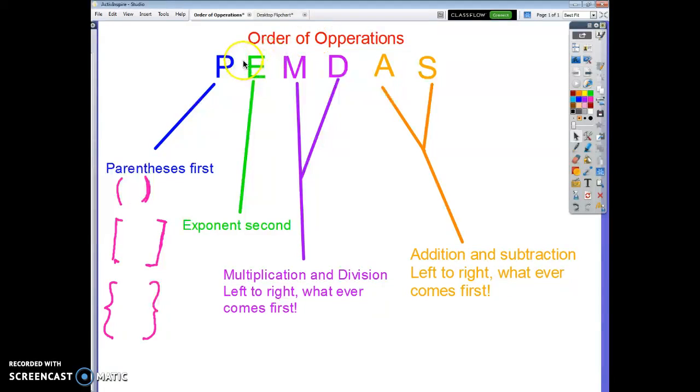For order of operations, if you remember, we do parentheses first, and parentheses look like this. Brackets are also a part of parentheses, and kind of look like little squares that have a piece missing in them. And then we have these things called braces. What this does is it allows us to do multiple operations inside parentheses. We'll work on that here in a little bit. E is for exponents. M and D stand for multiplication and division, left to right, whatever comes first. And A and S stand for addition and subtraction, left to right, whatever shows up first.